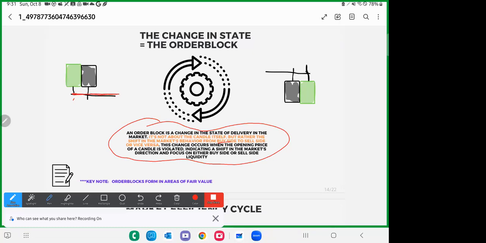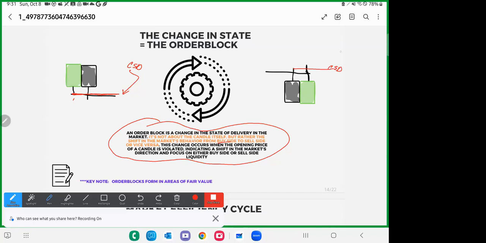When price trades through the low of that candle, that is our change in state. Right here, price trades through the high of that candle. That changes the state of delivery. And just trust me when I say this: just focus on the actual low point and the actual high. Because if you try to focus on the opening price of the candle right now, it will fail you.